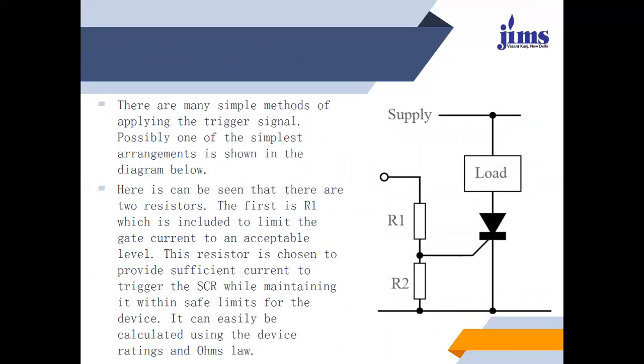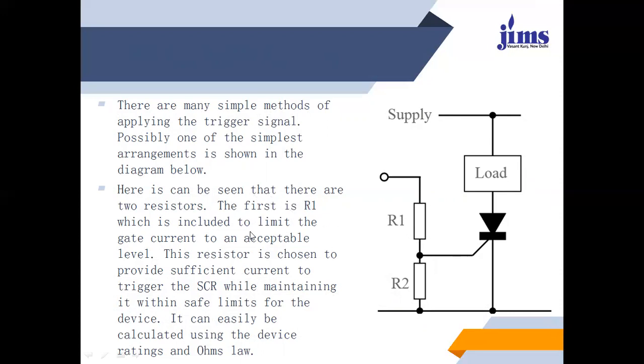There are many simple methods of applying the trigger signal. Possibly one of the simplest arrangements is shown in the diagram. We have the supply, there is a load, this will be the SCR, and then the resistors R1 and R2 are there. Here it can be seen that there are two resistors.